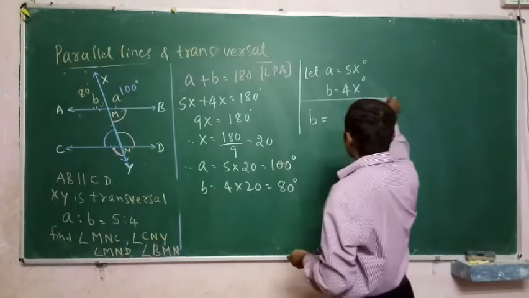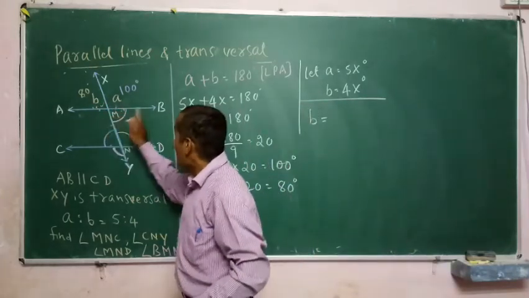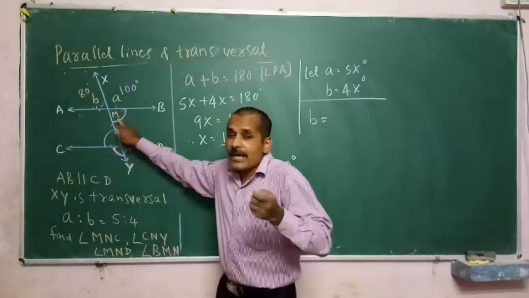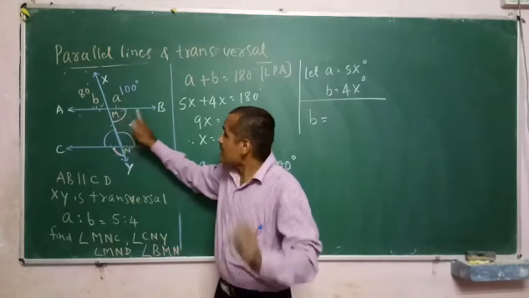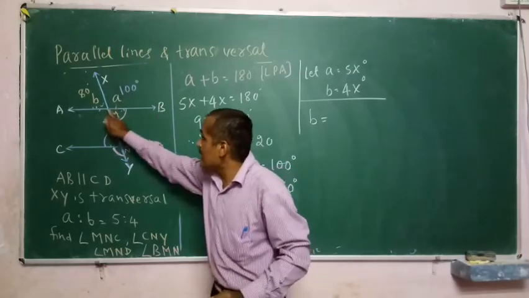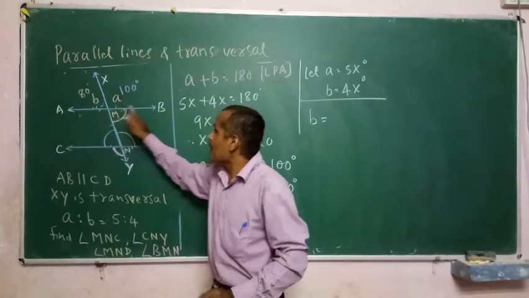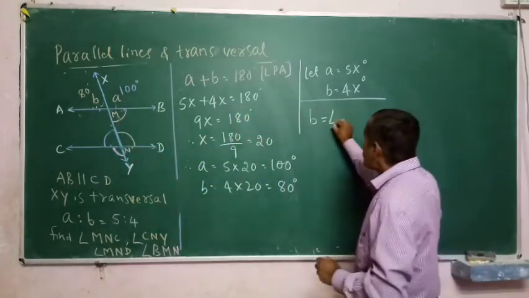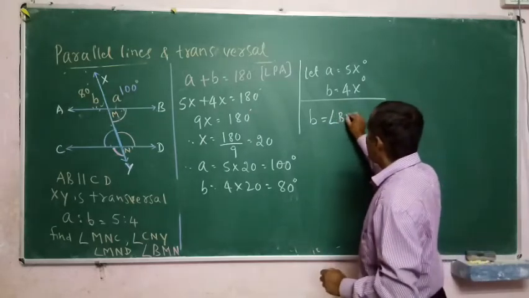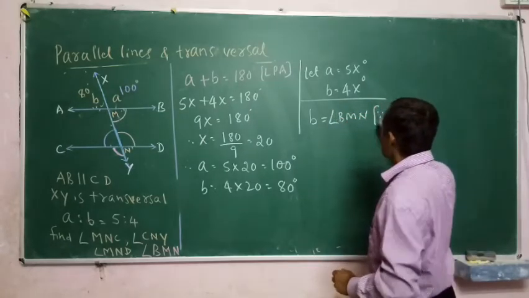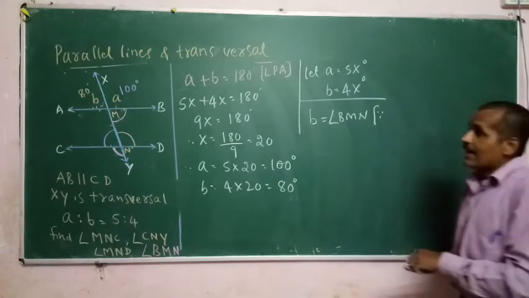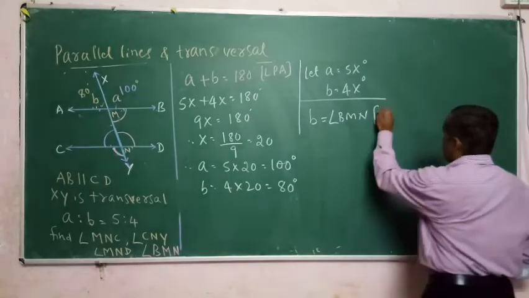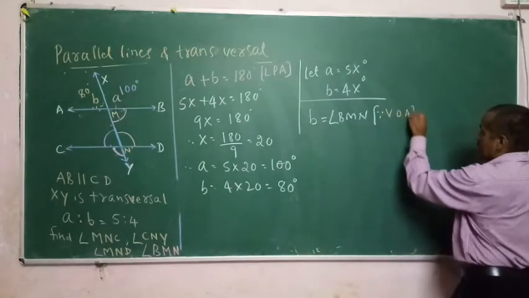B is equal to angle BMN. Whichever angle I am writing, that alphabet should come in the middle. How to read this angle? BMN or NMB. This alphabet should come in the middle. B is equal to, I use the symbol angle BMN. Why are they equal to each other? They are equal to each other because they are vertically opposite angles.